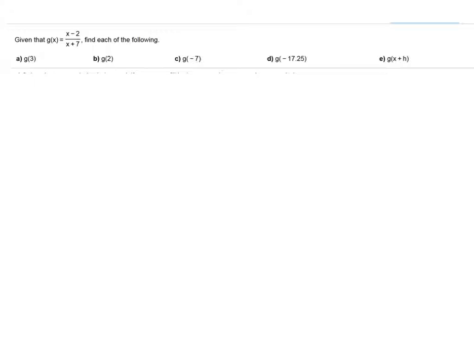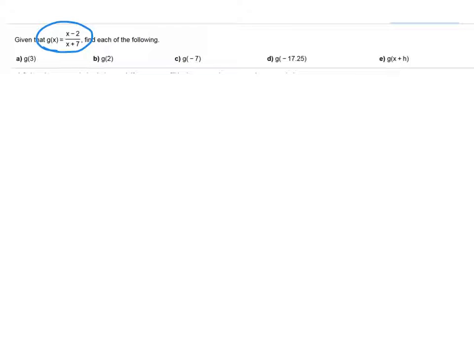So we have a function called g of x, and g of x, as we see at the top of this page, is given as x subtracting 2 divided by the quantity x plus 7. So we have the difference of x and 2 divided by the sum of x and 7. And so we're asked to find g of 3.